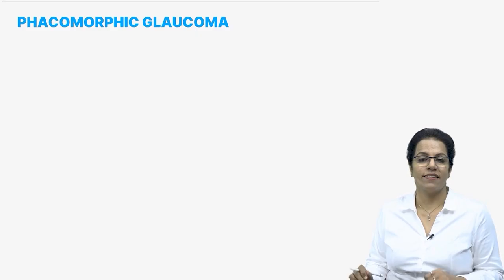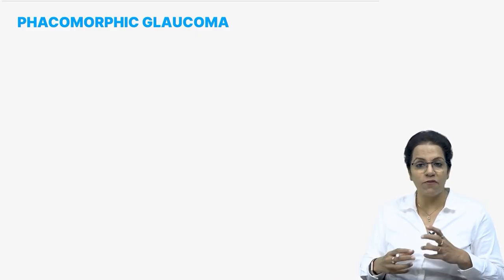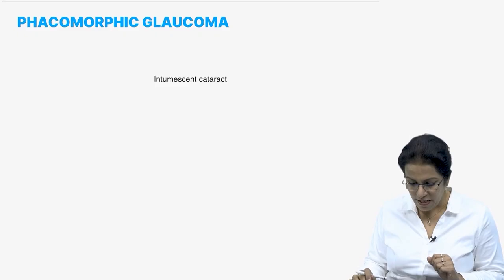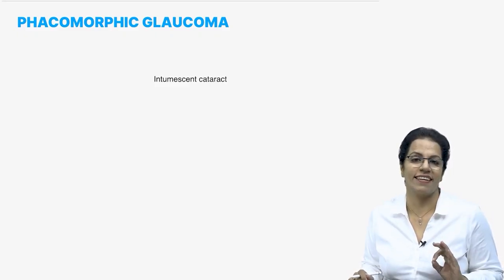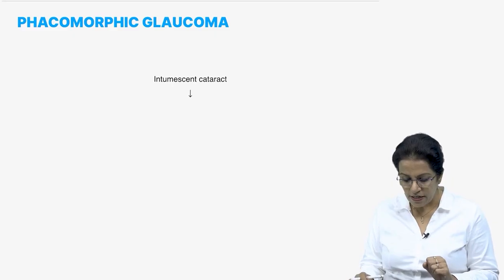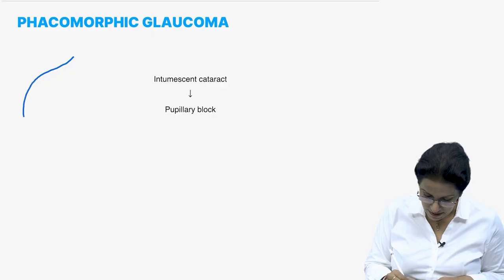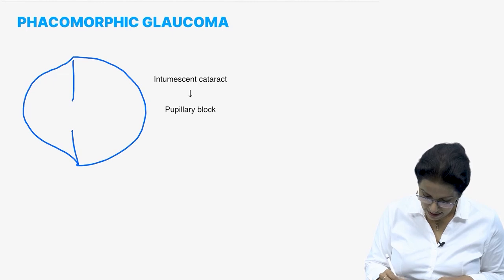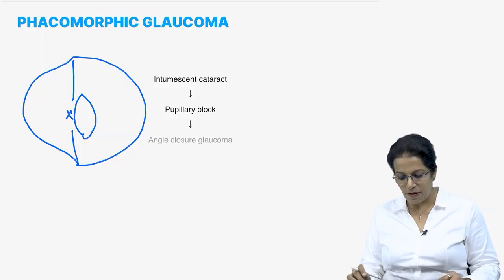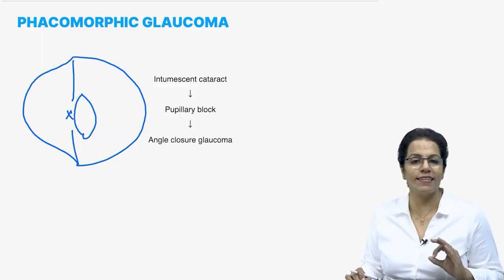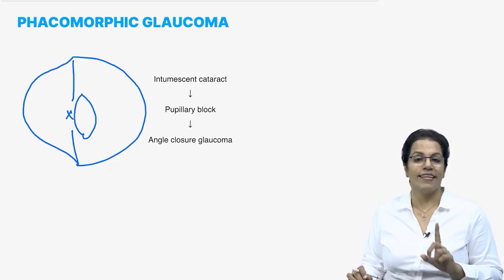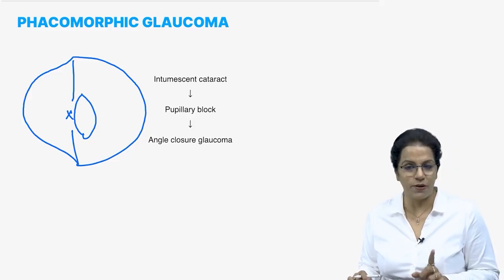What next? Phacomorphic, due to morphology of the lens. We are talking about intumescent cataract. Intumescent cataract, what did we learn? There is a lot of swelling. If it is swelling, what can happen sometimes? We will make the diagram to understand better that this swollen lens is blocking the pupil. This pupillary block is going to lead to angle. So this time it's not open angle. It is going to lead to angle closure glaucoma.